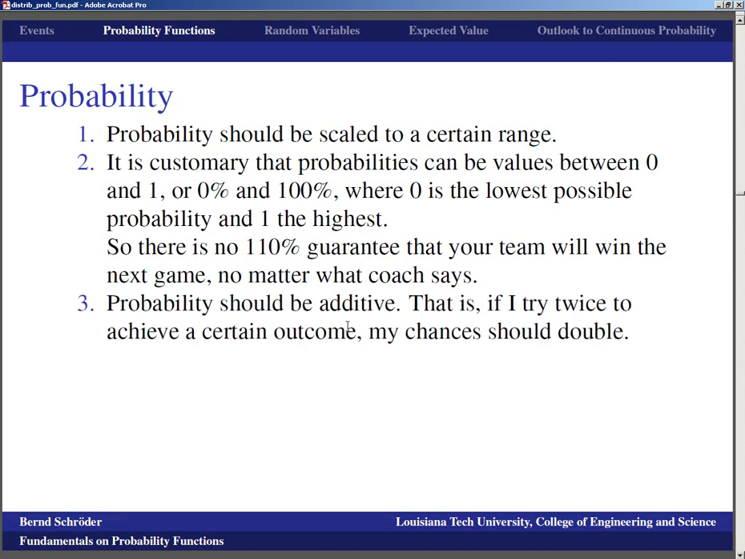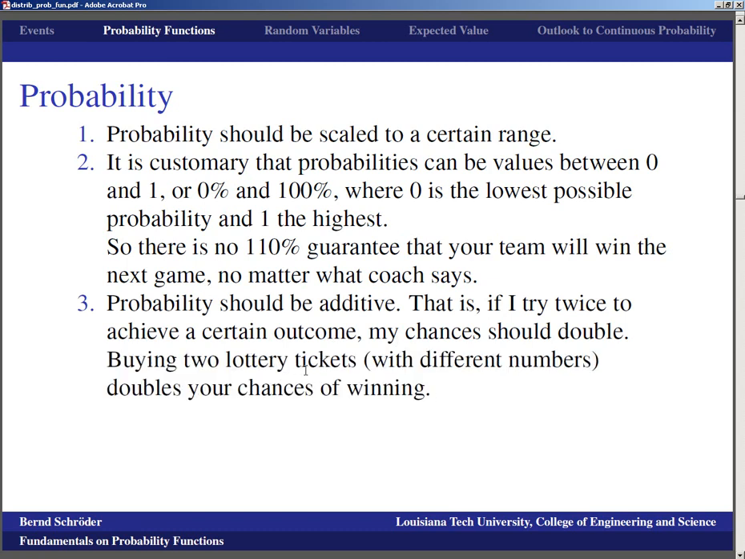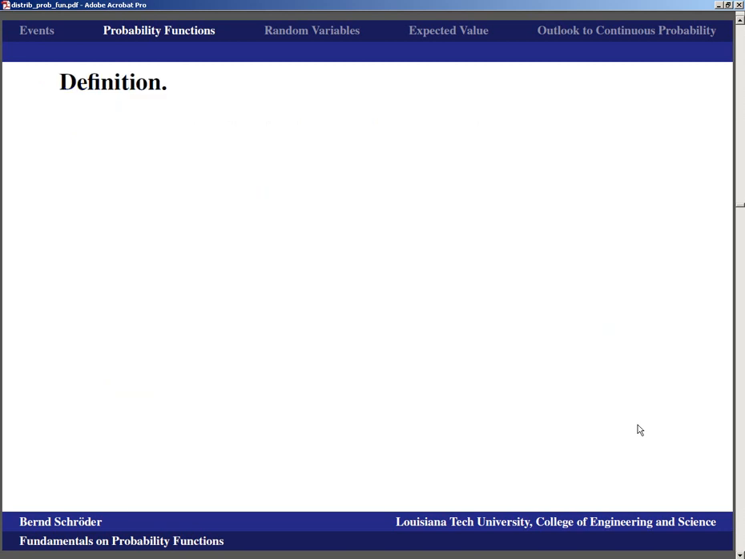Probability should also be additive. So that means if I try twice to achieve a certain outcome, my chances should double. So for example, if I buy two lottery tickets, and I probably also have to say they ought to have different numbers, right? So if I buy two lottery tickets with different numbers, that will double my odds of winning the lottery. The odds will still be terribly low, but they'll be twice what they were before. Chances are small, but still twice what they were.